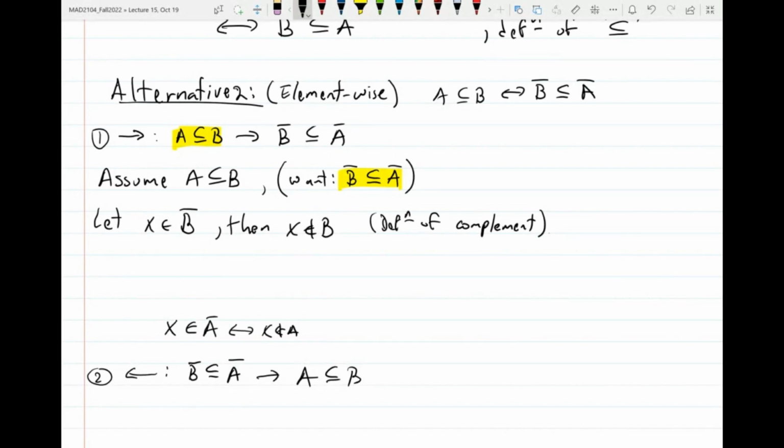Okay? That's the idea. So let X be in B complement, then X is not in B. Now just say, well, either X is in A or X is not in A. Okay? We want to end up with this one, but we need to somehow be able to exclude this possibility. So let's argue that this cannot happen. Okay? So suppose X is in A.